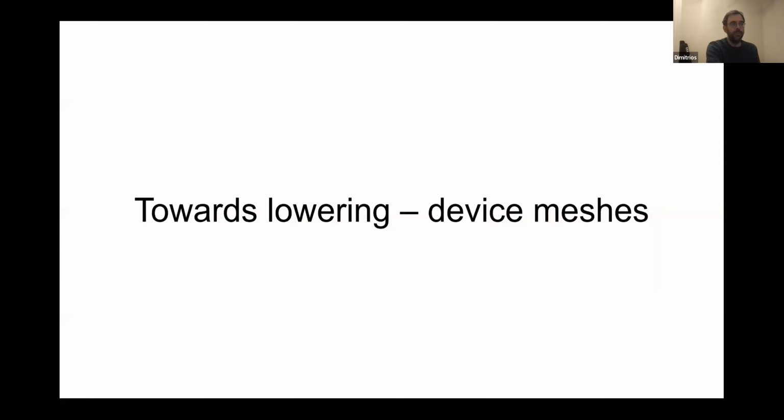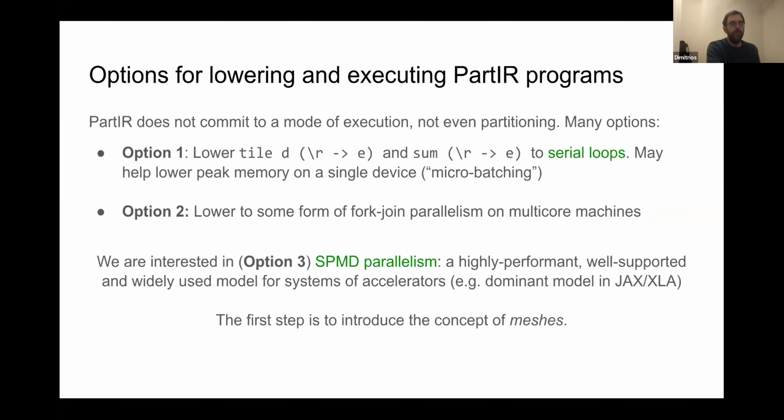I wanted to spend a few minutes to go back to this device meshes business. One may wonder, okay, how are we going to actually lower and execute PartIR programs? There's nothing about distribution here so far. And indeed, we have option one. We can create serial loops, as I mentioned, which could actually be useful. Some machine learning needs sometimes require creating sequential smaller loops, because that could reduce peak memory.